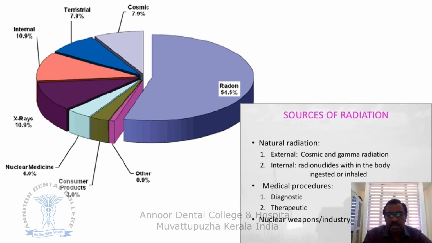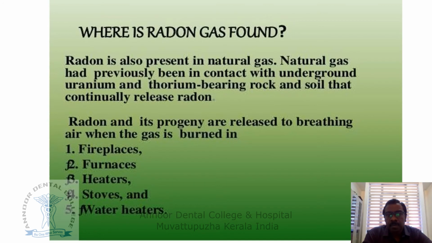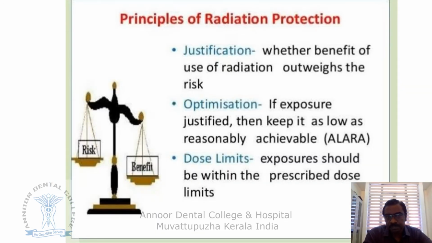Medical procedures contribute only around 10 to 15% of the total radiation produced in the surroundings. Radon is found to be the most common naturally occurring source of radiation. It is a natural gas, and it is found in places like furnaces, fireplaces, heaters, stoves, and water heaters.